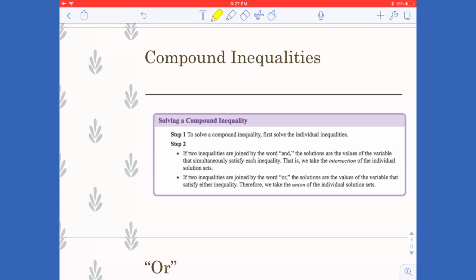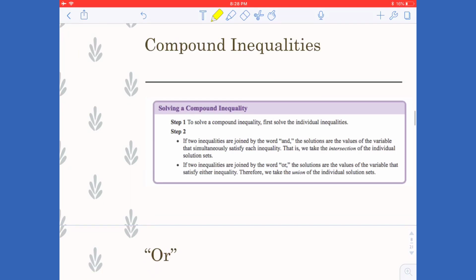And if two inequalities are joined by the word or, then the solutions are the values of the variable that satisfy either inequality. So we're looking at unions. Remember in math that there's a difference between intersection and unions. When I say and in mathematics, so if I say I go to Walmart and Target, it means that I have to do both and there's no other option. If I say I go to Walmart or Target, in math it means I can go to just Walmart, or I could go to just Target, or I could go to both. And so that's considering the union.